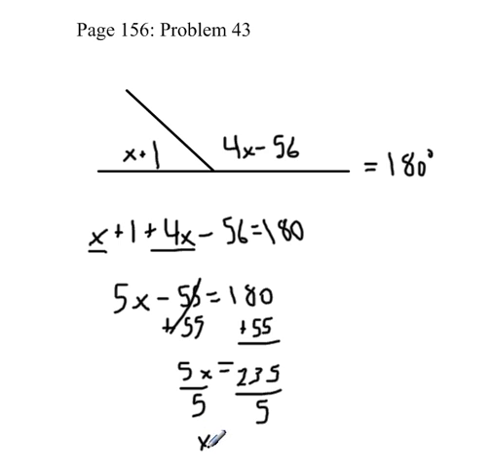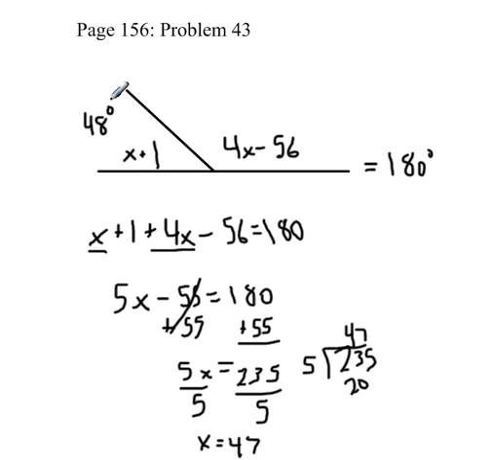So x equals, so now quickly, let's do 235 divided by 5. If you have a calculator, use that. 4 times 5 will give you 20. You have 35 remaining, so x is going to equal 47. Now this angle is the easiest one. You have 47 plus 1, so we know that's 48 degrees.